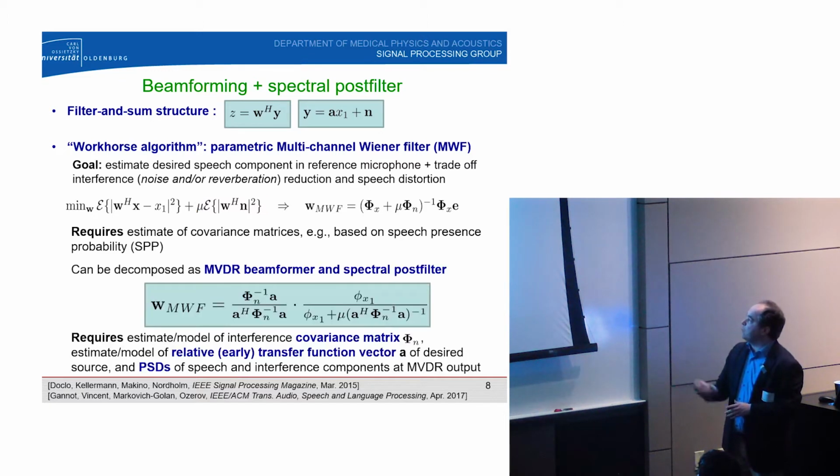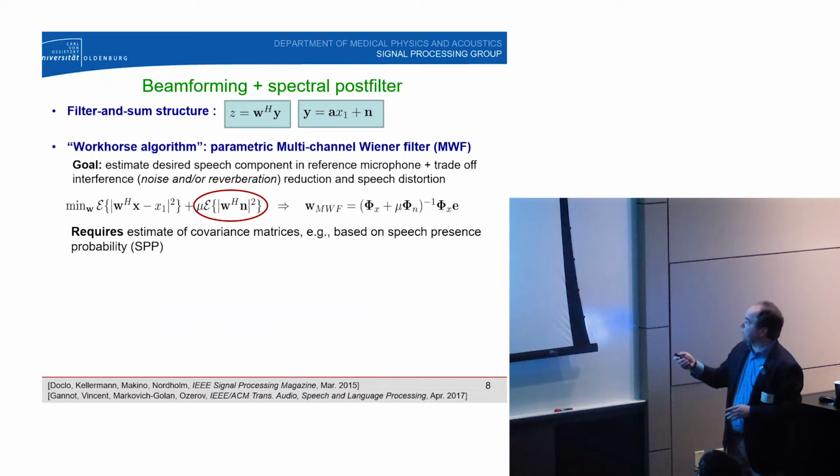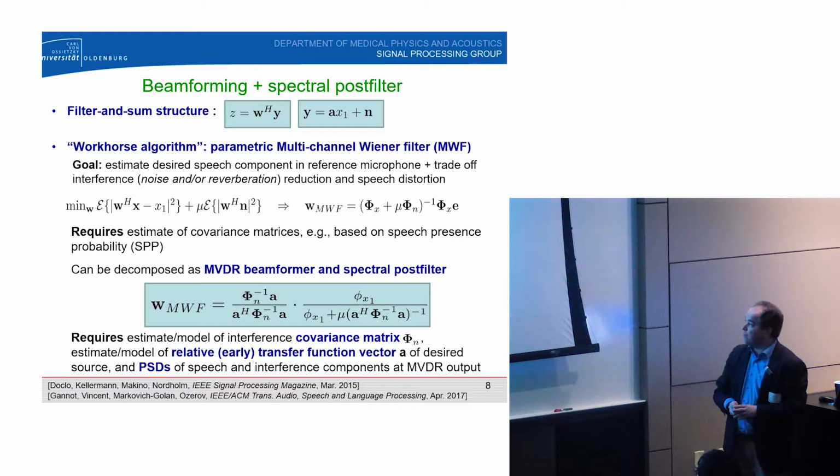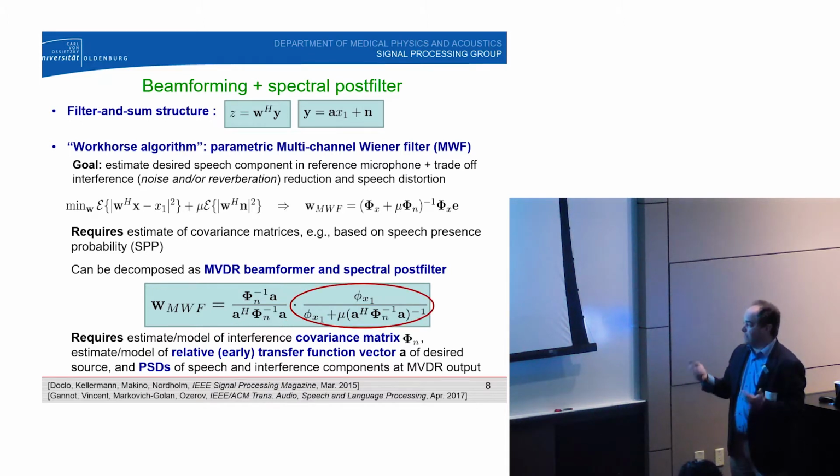The solution is well known. It depends on the correlation or covariance matrices of the speech and the interference, which you might be able to estimate, for example, using speech presence probability. However, as has been known for decades now, for a single source it can be decomposed into an MVDR beamformer and a spectral post filter. Basically, having the same kind of performance, where you split the spatial filtering in this MVDR beamformer and then the spectral filtering in the spectral post filter.